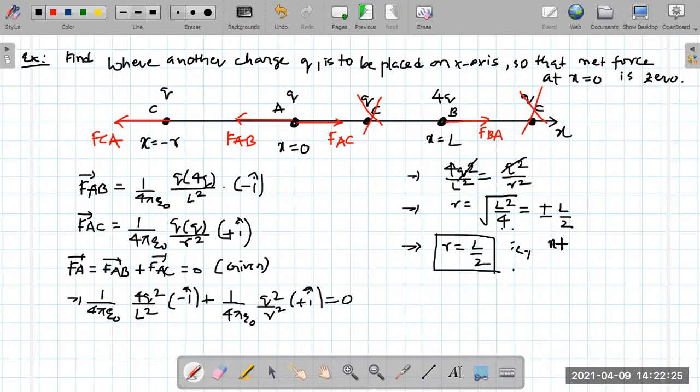That is, it must be placed at x equal to minus L by 2. That is the x coordinate of charge C.